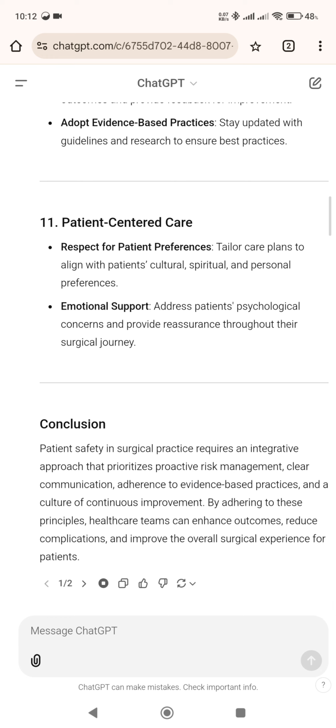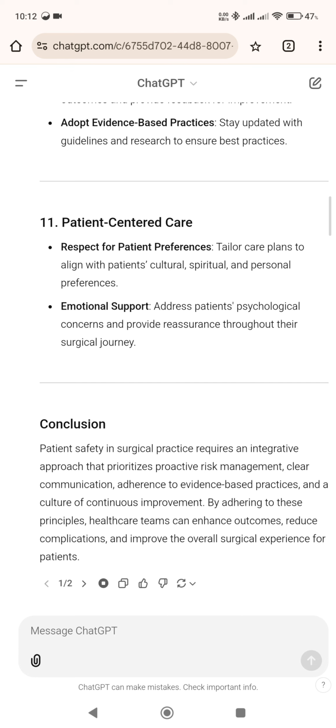11. Patient-centered care. Respect for patient preferences. Tailor care plans to align with patients' cultural, spiritual, and personal preferences. Emotional support. Address patients' psychological concerns and provide reassurance throughout their surgical journey.